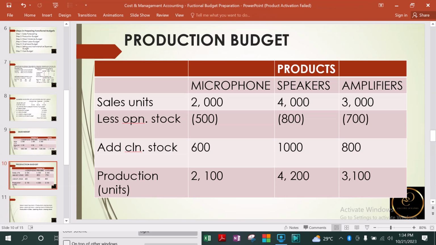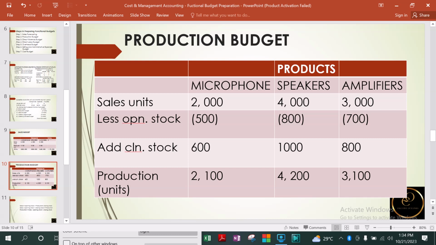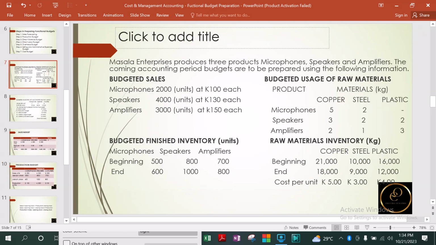All these sales units, we can go back to our budget, which gave us that the sales are for microphones 2,000, speakers 4,000, amplifiers 3,000. That's what we have plucked from there and pushed here. Under microphones, sales units 2,000, speakers 4,000, amplifiers 3,000. We have inventory for finished goods. We go to the finished products. You have the beginning, that's opening stock, 500 for microphones.